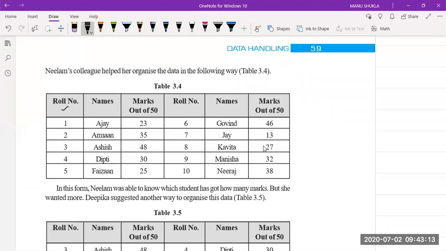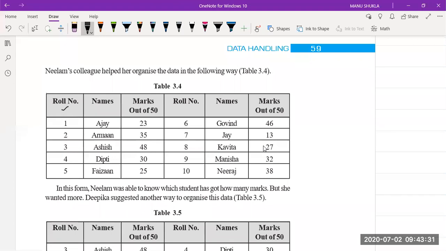Yes, beta. For organizing, don't make graphs. First, we make tables, then we go to graphs. Rishi, first we collect data, then we organize it in tabular format, and then we go for graphical representation.